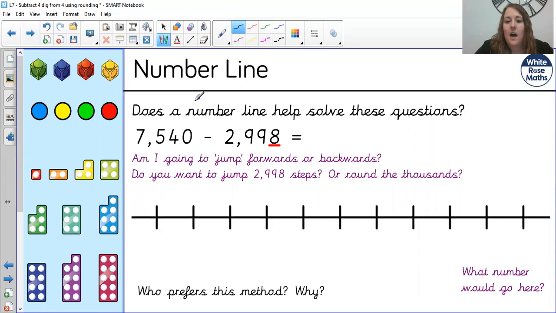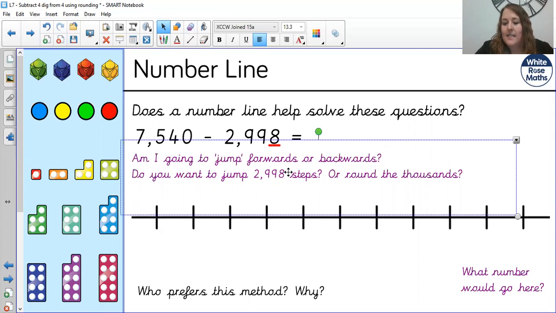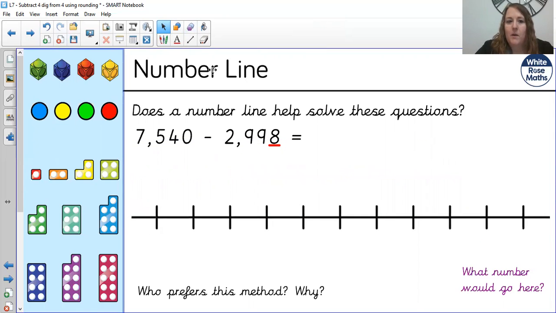So it says here, are you going to jump forwards or backwards? We know it's going to be backwards. What's going to be easier? So I'm going to get rid of that box so it's not in my way, and I'm going to start with putting 7,540 on my number line.